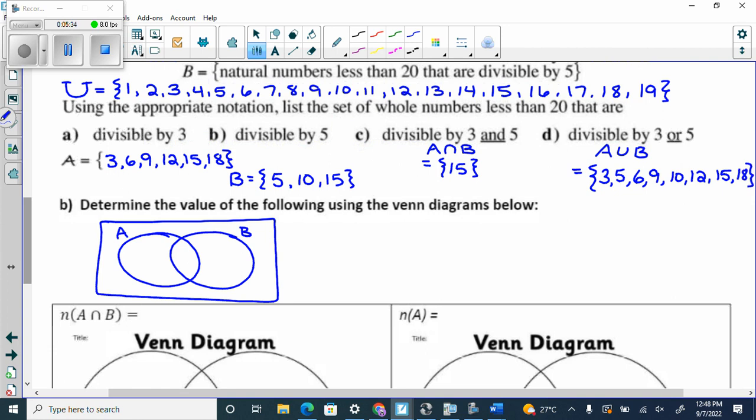Okay? We always start off with the middle. What is in the middle? What do they share in common? 15. So we're going to put 15 in the middle.